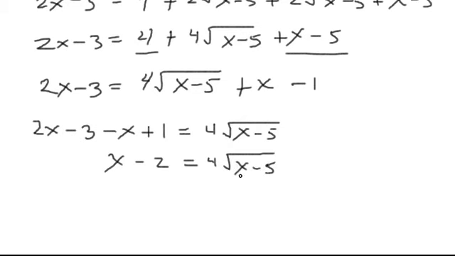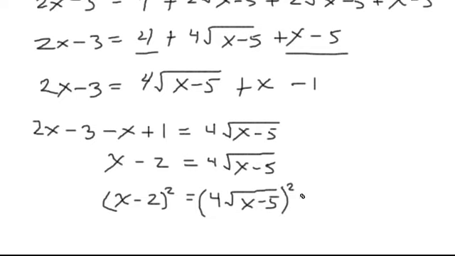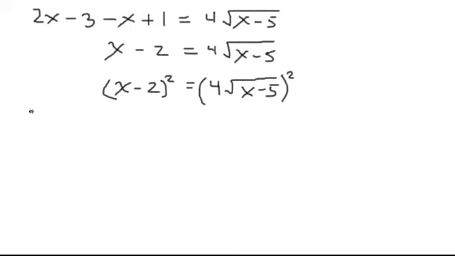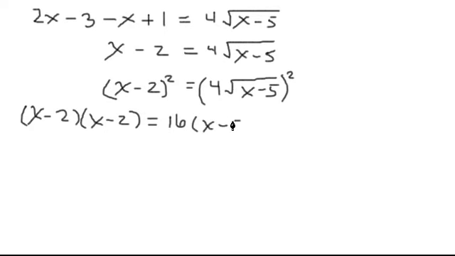So we got to get rid of this radical here, and we're going to do that by squaring both sides. So I have x minus 2 squared. So we got a little bit of work going on in this problem compared to the others. And square that side. Okay. So we square that, so this is x minus 2 times x minus 2, and I'm going to go ahead and square this. This becomes 16, right? 4 squared is 16, and we square the square root, that goes away, so we're left with x minus 5.